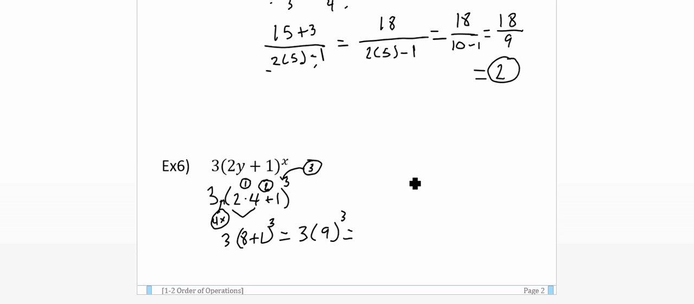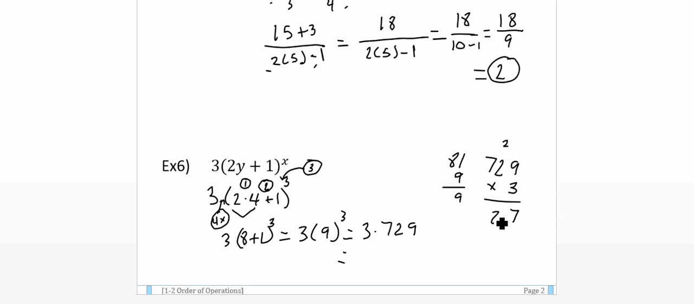9 to the third. 9 to the third is 9 times 9 times 9, which is, let's see, that's going to be 9 times 9 is 81 times 9 is 729. So it's going to be 3 times 729. Then I'm going to multiply last. 729 times 3. That's going to be a 7, a 2, 6, 7, 8. And that's going to be a 21. 2187. And there you have it.